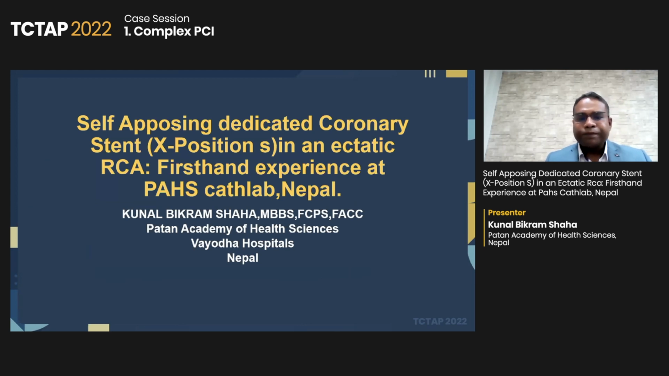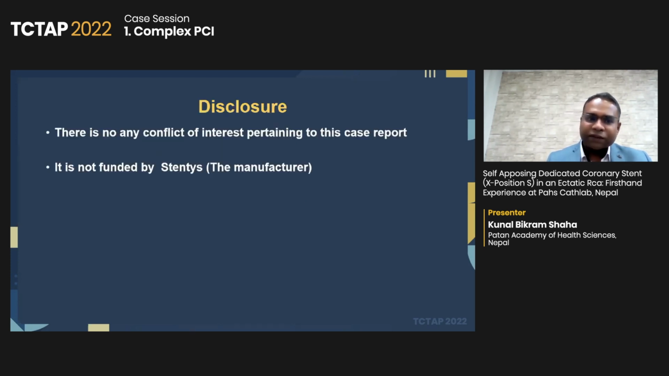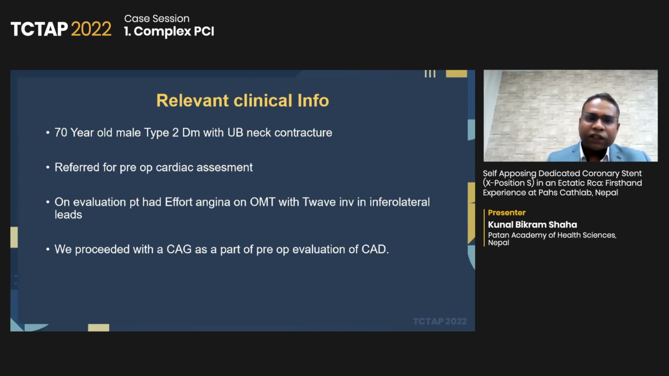My case is a placement of a self-apposing dedicated coronary stent, Expedition S by Stentys, in an ectatic RCA. It's the first such stent that I have implanted in my cath lab. Let's proceed with the case. There are no disclosures to be made.